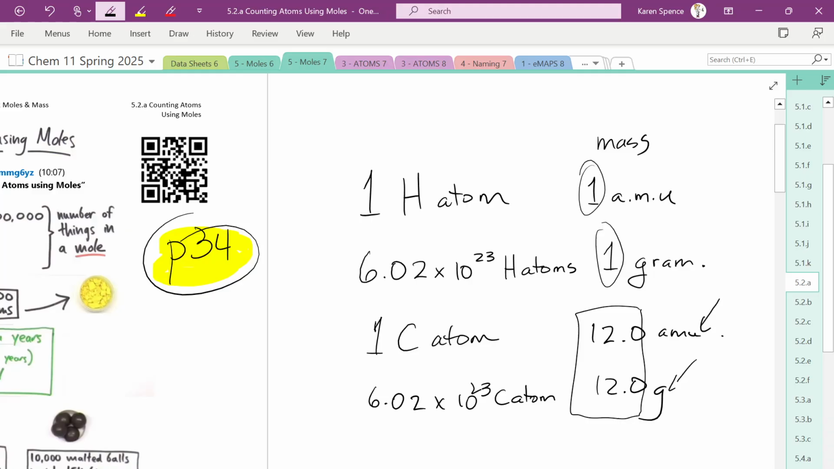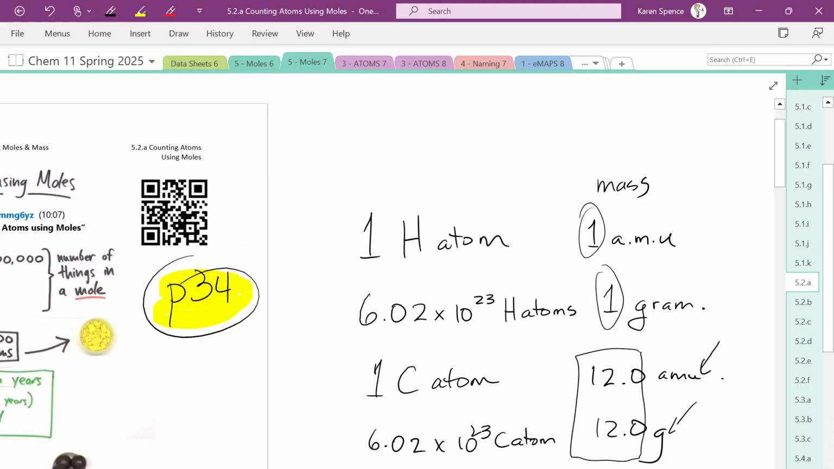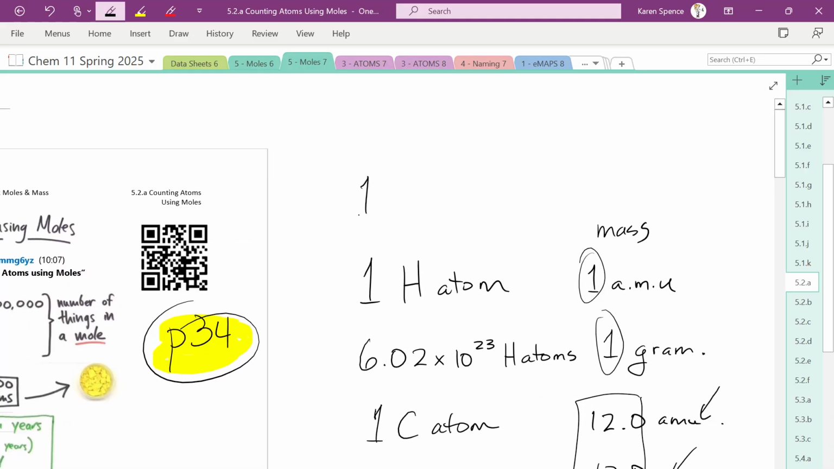And what that means is that if I had 1 hydrogen atom, the mass in grams would actually be 1 over 6.02 times 10 to the 23. It would be 1/602 hexillionth of a gram would be the mass of 1 hydrogen atom.